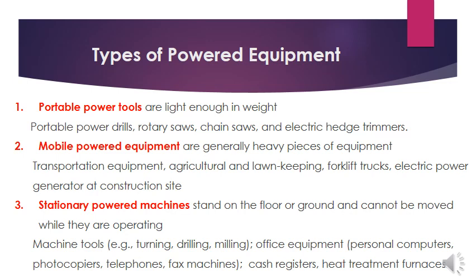Now, let's see the types of powered equipment. There are three types of powered equipment. First, portable power tools. Second, mobile powered equipment. Third, stationary powered machines. Portable power tools are light enough in weight. Mobile powered equipment are generally heavy pieces of equipment. Meanwhile, stationary powered machines stand on the floor or ground and cannot be moved while they are operating. The example of each powered tool or equipment can be seen in the slide.